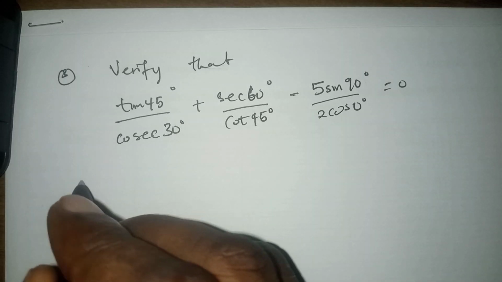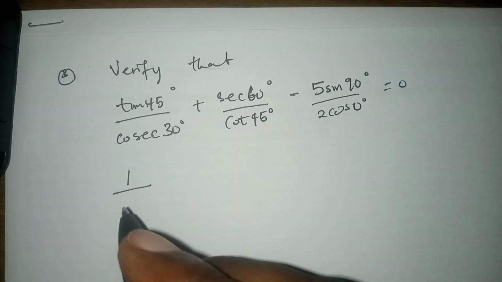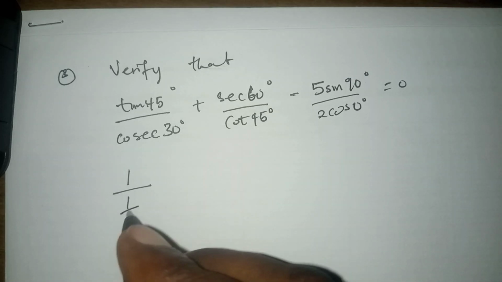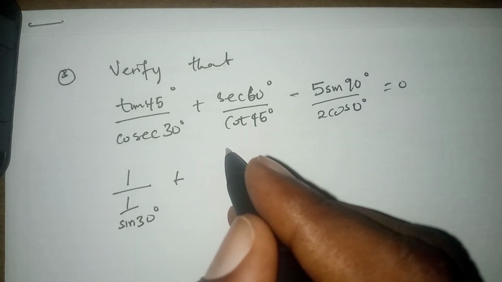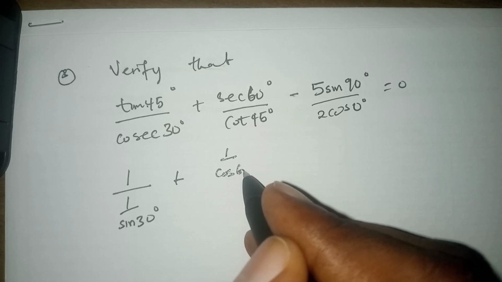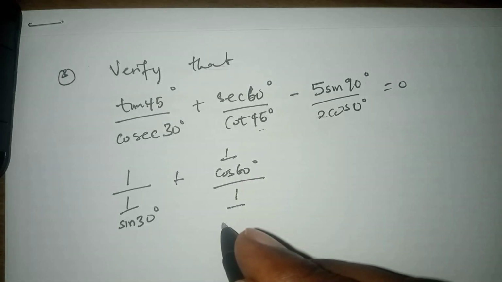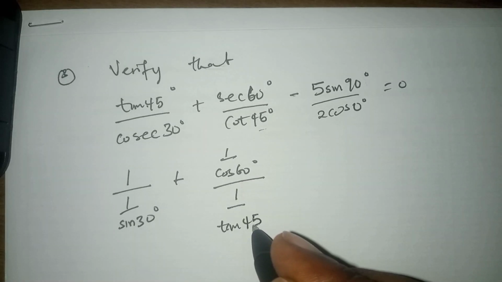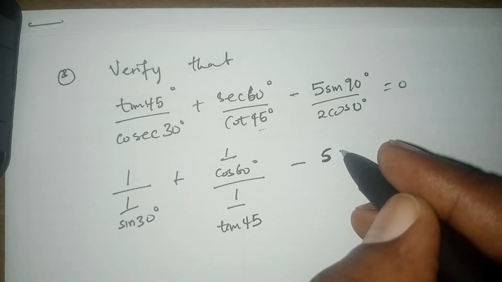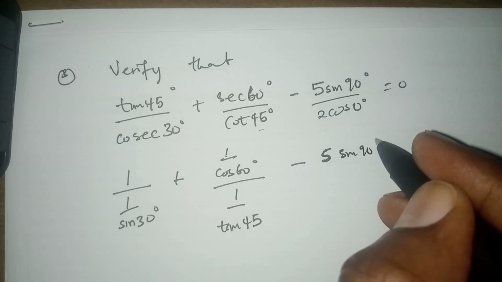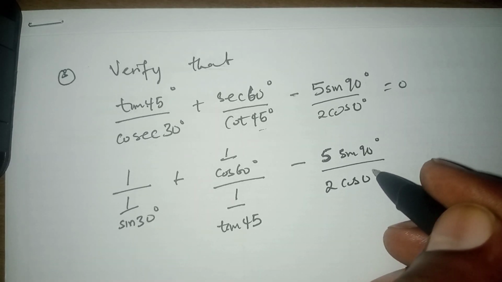Tan 45 is 1 over tan 45, and then 1 over, what's cosec 30? We know that cosec is 1 over sine, so cosec 30 is 1 over sine 30. Then plus, what is sec 60? We know that sec 60 is 1 over cos 60. You just simplify it. It is so simple. And cot 45 is 1 over tan 45. Then minus 5 sine 90 degrees over 2 cos 0 degrees.